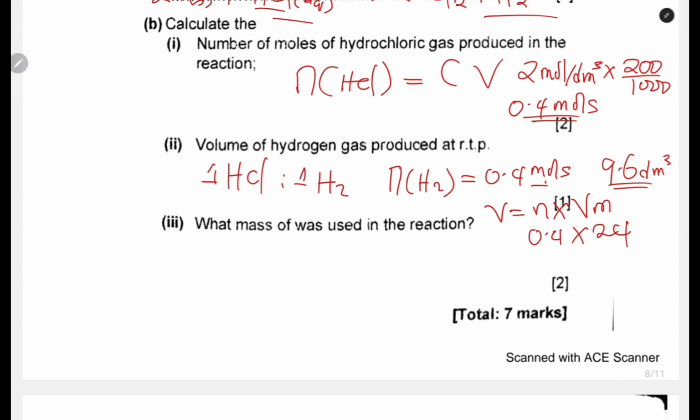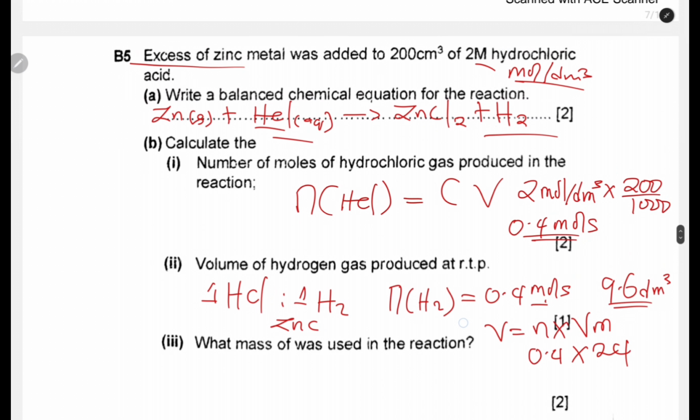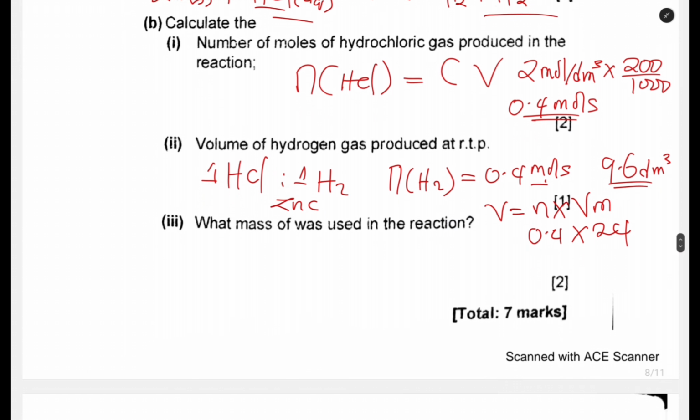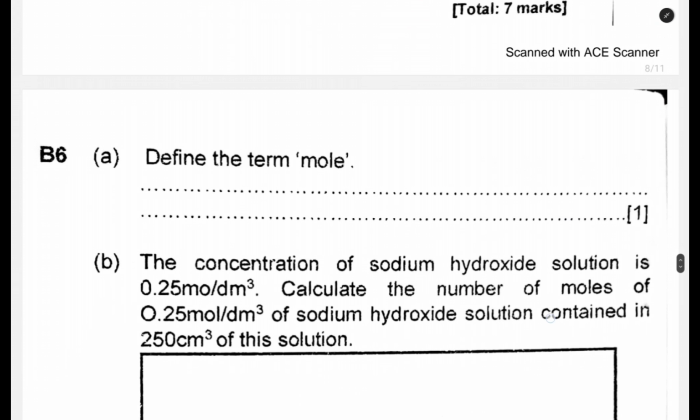What mass of zinc was used in the reaction? Anyway, whatever the question is, we are unable to calculate it because it is incomplete. So I've put: what mass of zinc was used in the reaction? Can you calculate that one to see if it will give you something?